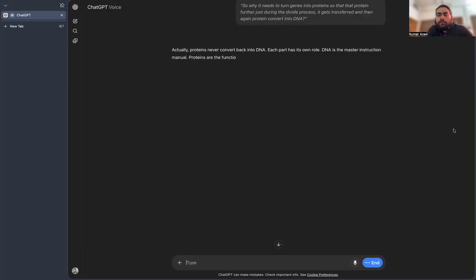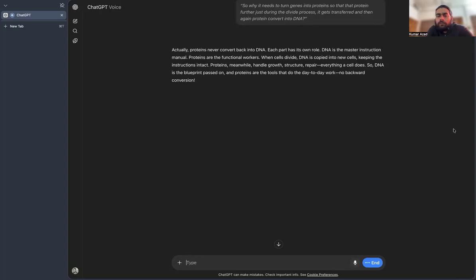DNA is the master instruction manual. Proteins are the functional workers. When cells divide, DNA is copied into new cells, keeping the instructions intact. Proteins, meanwhile, handle growth, structure, repair, everything a cell does. So DNA is the blueprint passed on, and proteins are the tools that do the day to day work. But no backward conversion. So, what about this mRNA?